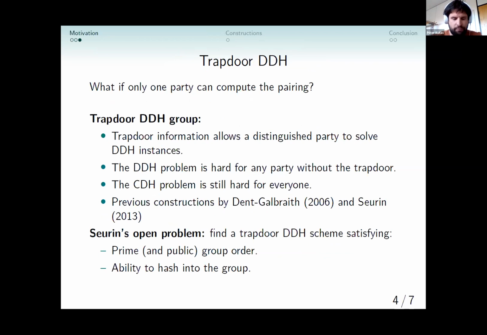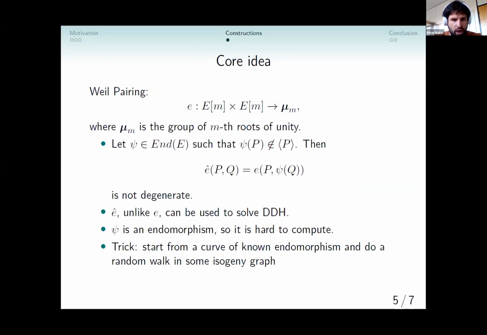This primitive was first constructed by Dent and Galbraith in 2006. Then there were several other constructions by Seurin. They both had various constructions and different applications, but none of the applications were really compelling. Then Seurin identified some problems with existing Trapdoor DDH constructions and posed the open problem that if those constraints are satisfied, then maybe much nicer applications are possible. Those two are: one would need a group of prime and public order, and the other is the ability to hash into the group efficiently. So our main goal was to solve Seurin's open problems and come up with a new Trapdoor DDH construction which satisfies both constraints.